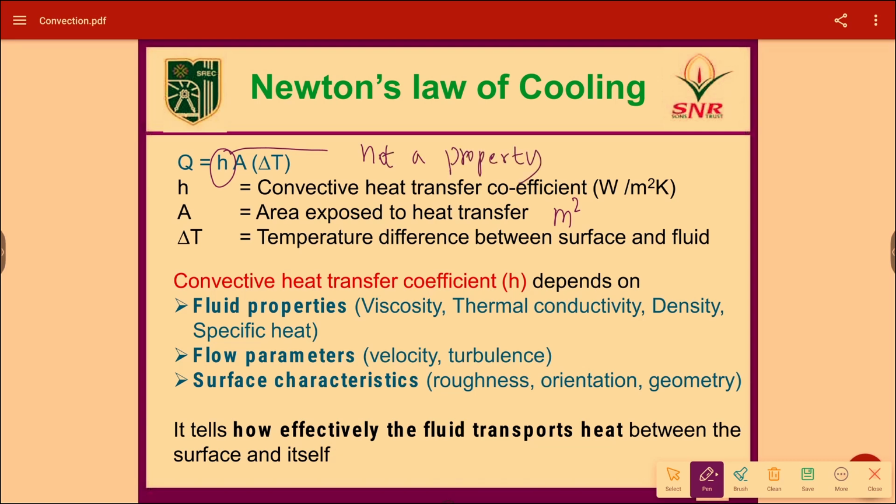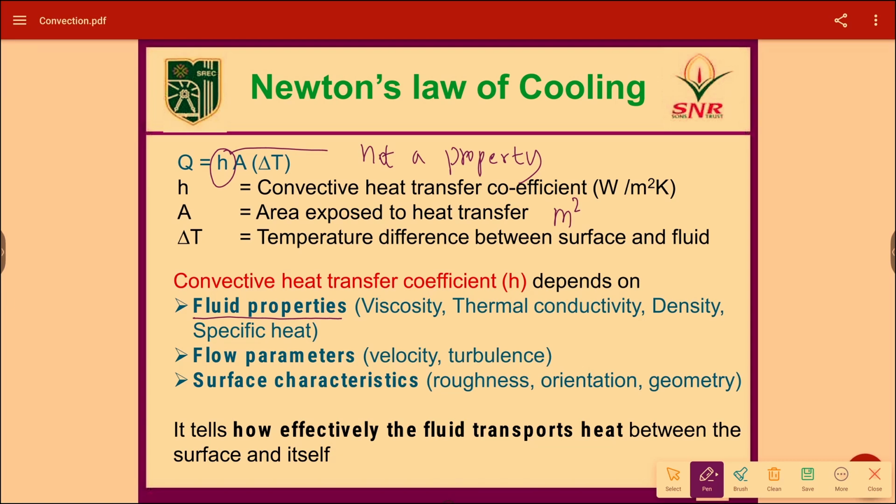It depends upon several parameters. What are the fluid properties? Let it be viscosity, thermal conductivity, density, or the specific heat. We all know that air will have a different value of viscosity compared to that of water. Similar thing can be said about the thermal conductivity of water and air. So therefore, the fluid property has a role in the convective heat transfer coefficient.